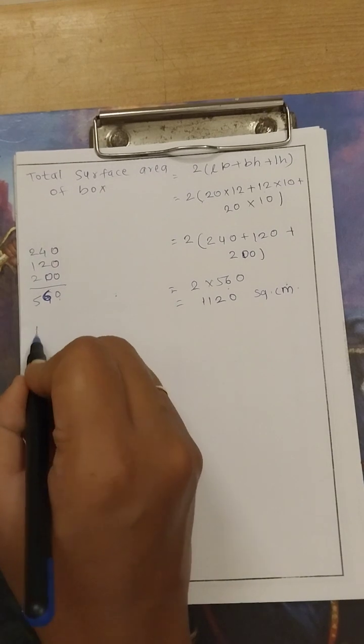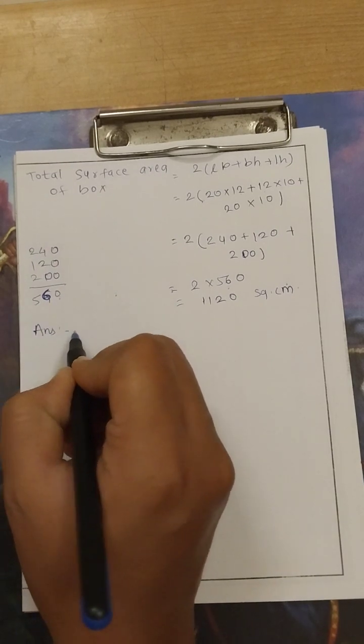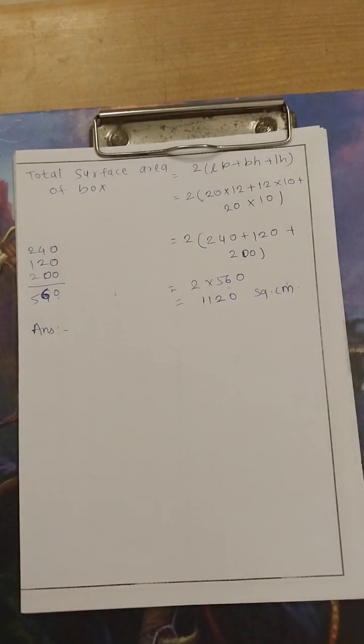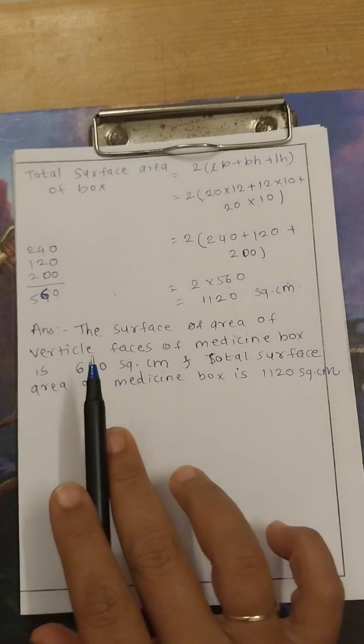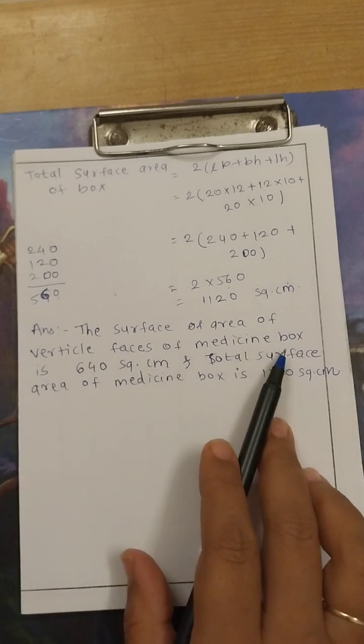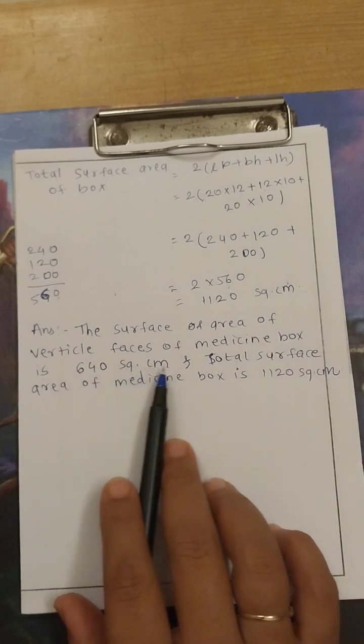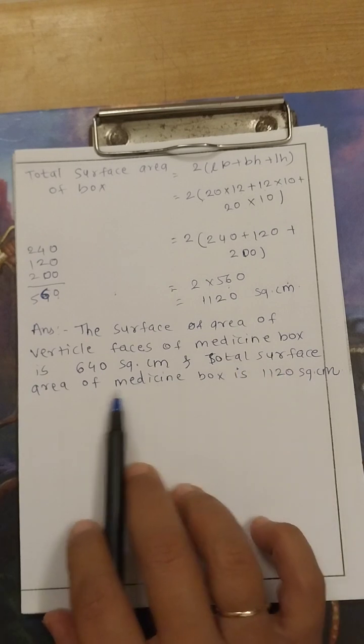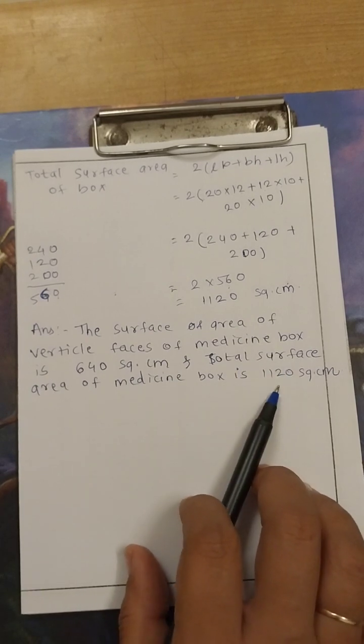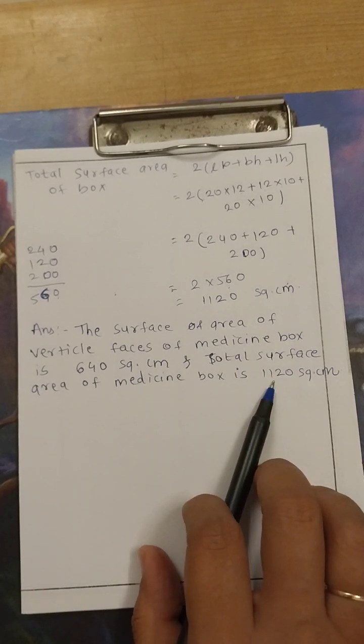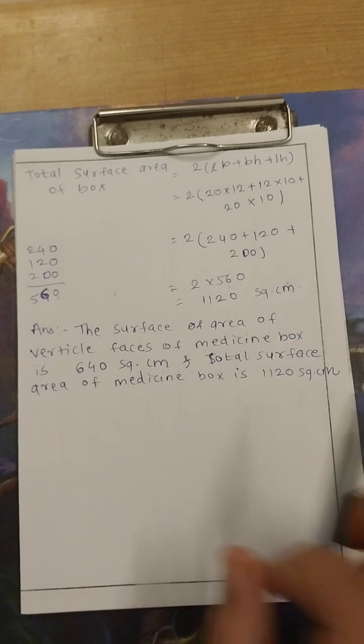So what is the final answer? Compulsory you have to write the final answer. It carries half a mark, and if you don't write it, your half mark will be deducted. The surface area of vertical faces of the medicine box is 640 square centimeter, and the total surface area of the medicinal box is 1120 square centimeter. Next example.